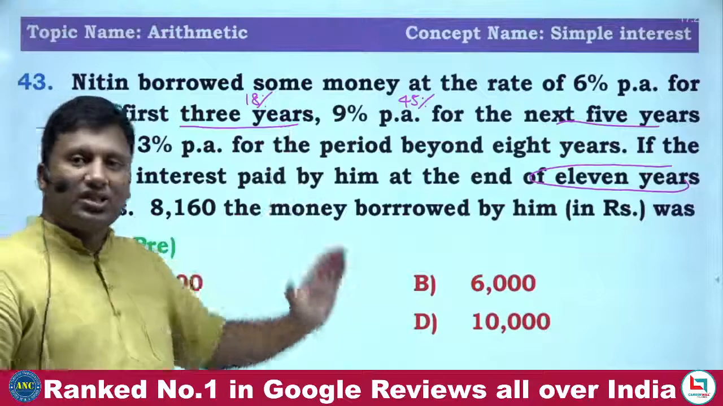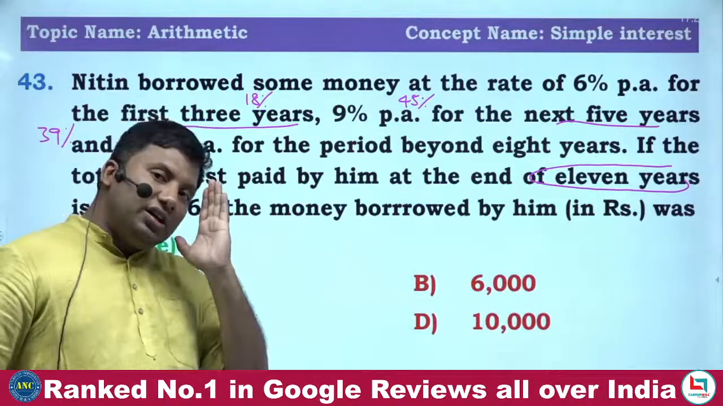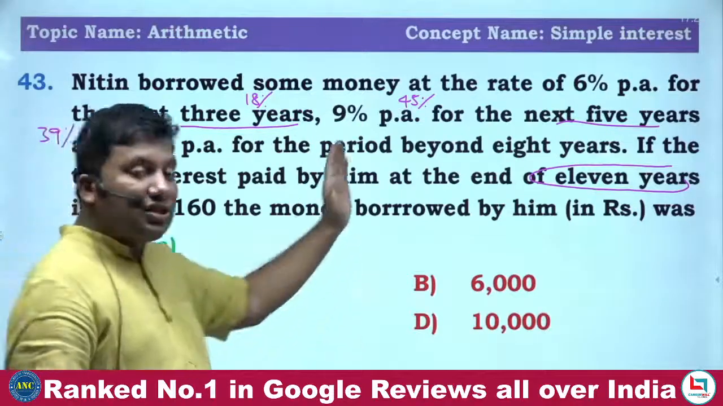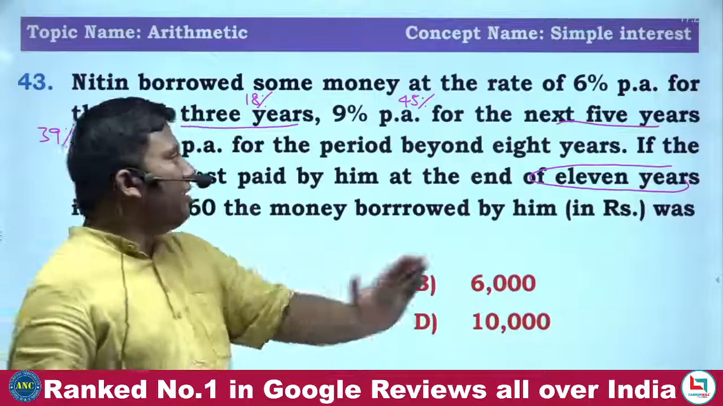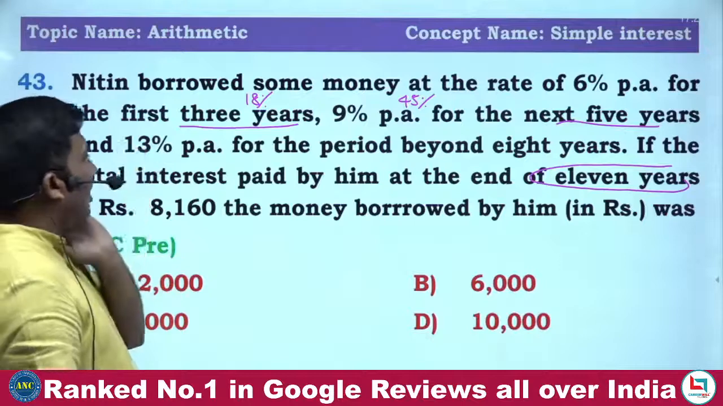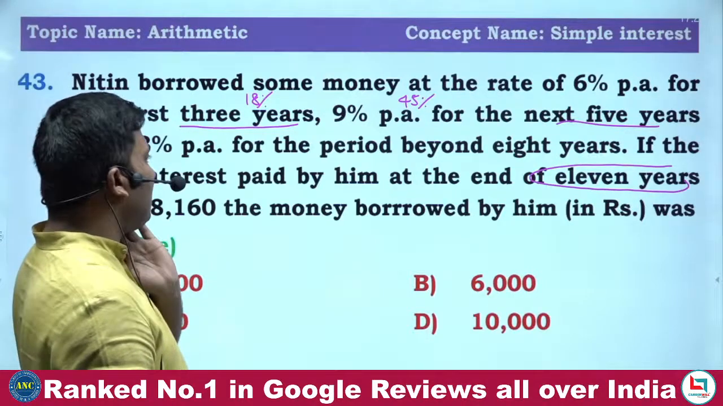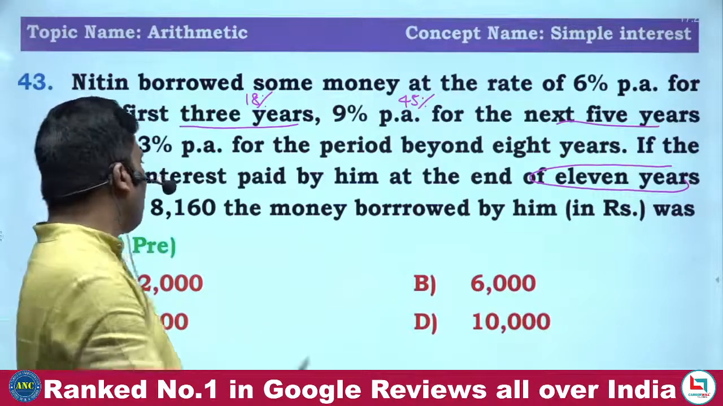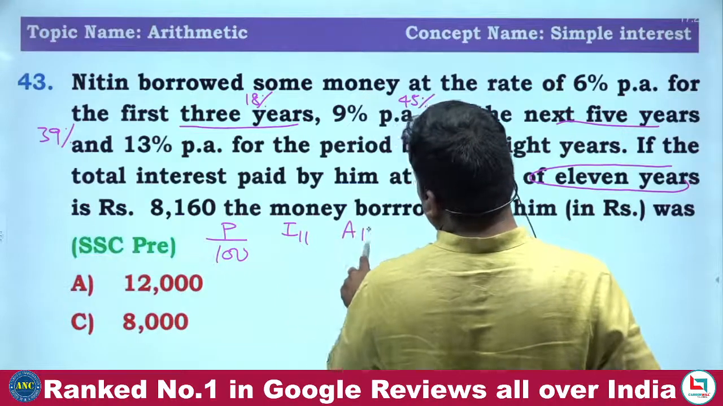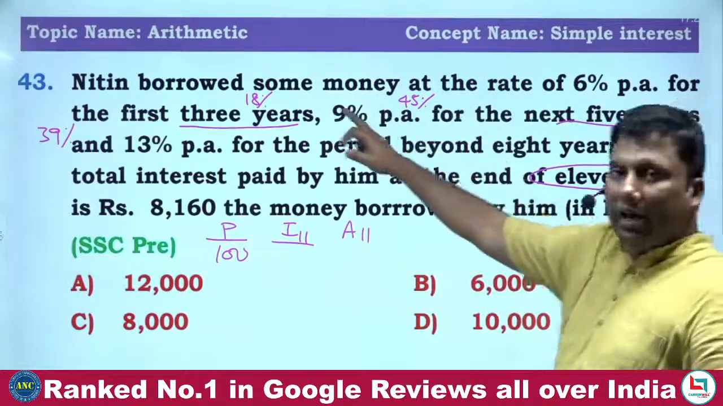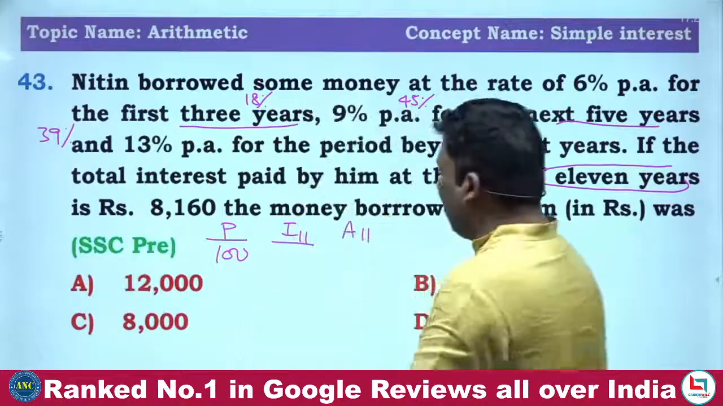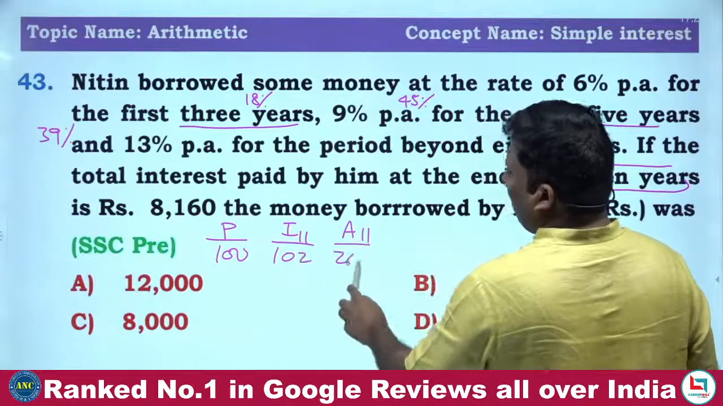First 3 years, it is 6. In case of simple interest, rate of interest is same every year. First year 6, second year 6, third year 6, 18. Next 5 years, 9, 9, 9. So 45. Next 3, 5 plus 3, 8. Remaining years: totally how many years are there? 11 years. Remaining 3. So what is the question? If the principal is 100, interest for 11 years and amount after 11 years. Interest will be 18 plus 45, 63. 63 plus 39, 102. These 102. Amount will be 202.